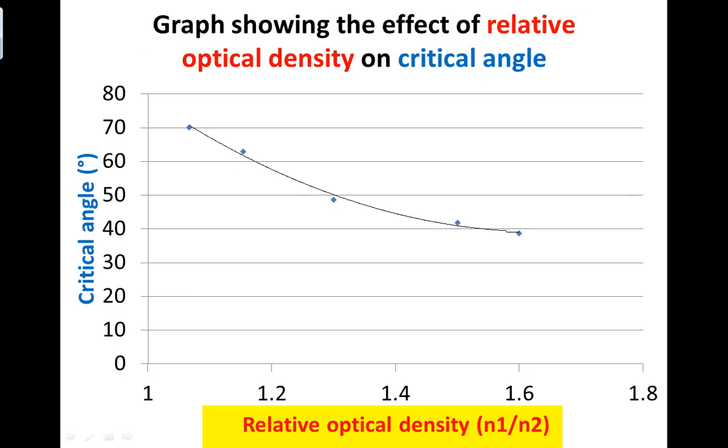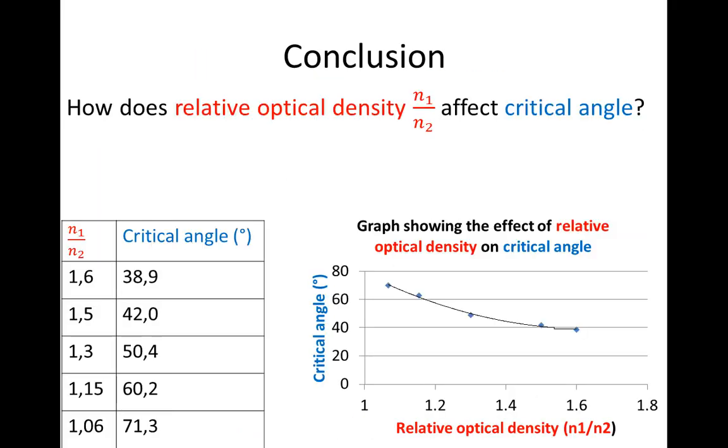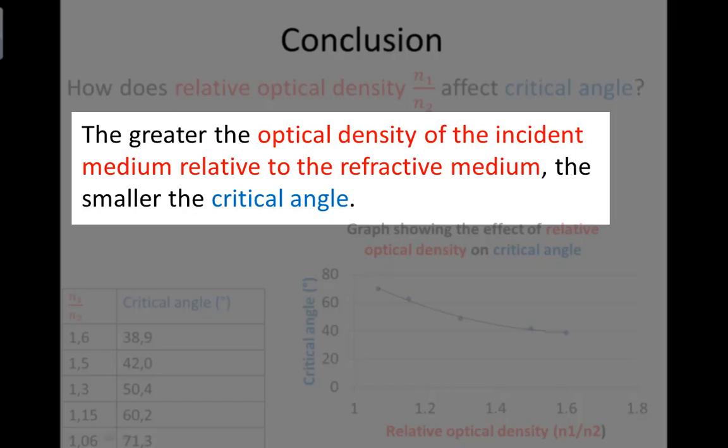So we have relative optical density, in other words N1 over N2, on the x-axis, and critical angle in degrees on the y-axis. This is a graph showing the effect of relative optical density on critical angle. And so how do we answer this question? Our conclusion is, the greater the optical density of the incident medium relative to the refractive medium, in other words, the greater the difference between the optical densities of the two media, the smaller the critical angle. So the more optically dense the incident medium is than the refracted medium, the smaller the critical angle, the easier it is to get total internal reflection.